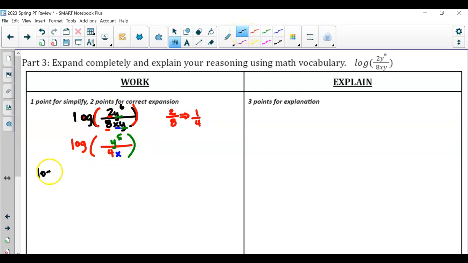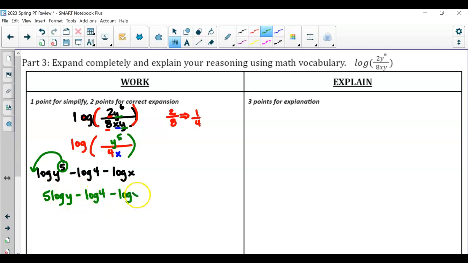So here I've got log y to the 5th, which is positive because it's in our numerator. Then minus log 4 because it's in the denominator. It's what's being divided. Then minus log x because, again, it's what's being divided here, in the denominator. But are we done? No, because whenever you have an exponent, it also needs to be written down as a coefficient. So I've got 5 log y minus log 4 minus log x.